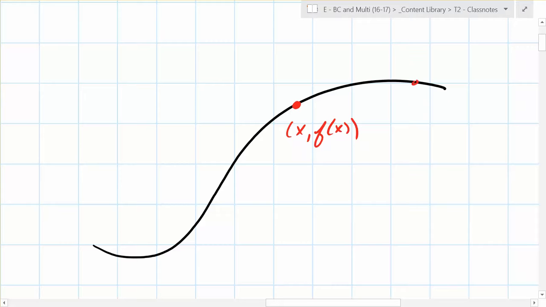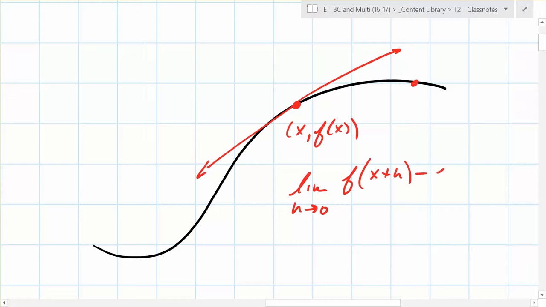What did you do? Well, you took a point and then you just brought it closer, and all the while you were calculating the slope of the secant line, right? So what did you do? You were trying to find this slope. And how were you calculating that slope? You're doing the limit as h goes to 0 of what? It was f of x plus h minus f of x divided by h, right? You were bringing those 2 points closer together, right?